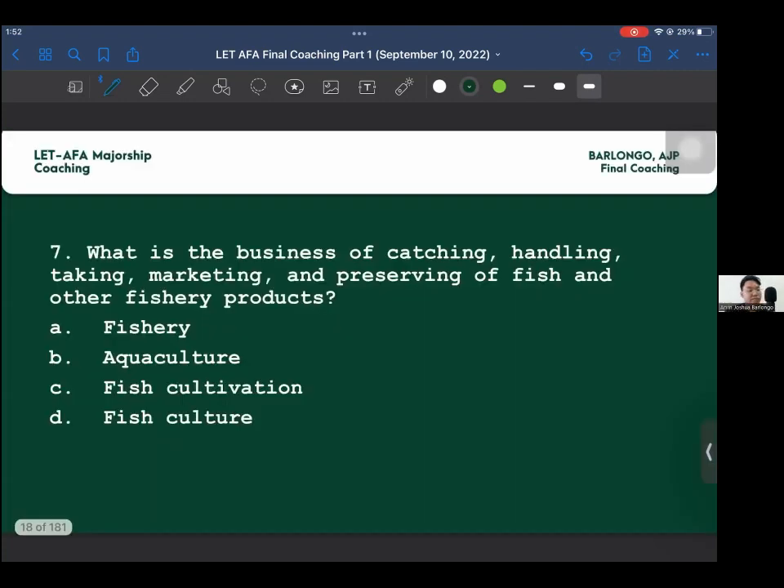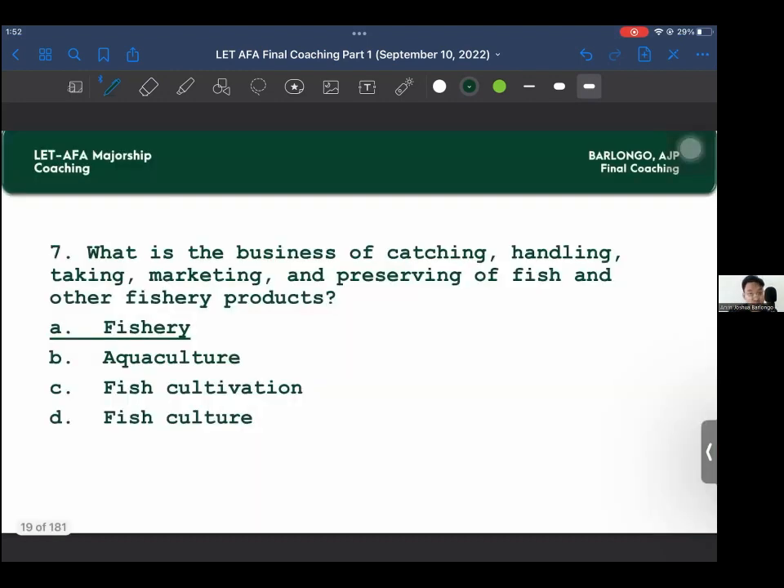Number 7. What is the business of catching, handling, taking, marketing, and preserving of fish and other fishery products? A, fishery. B, aquaculture. C, fish cultivation. Or letter D, fish culture. So we are in the field of fisheries. The answer for this one is letter A, which is fishery.